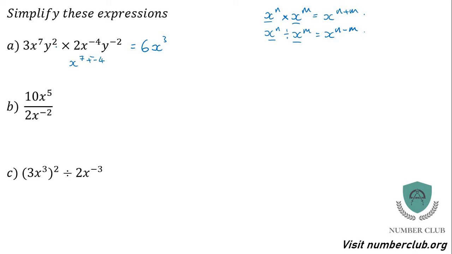And we'll get y to the power of 2 times y to the power of -2, which is y to the power of 2 plus -2. Now 2 take away 2 is 0. So we're going to get 6x cubed y to the 0. Now we know that that has a value of 1. Anything to the power of 0 is equal to 1, so you don't need to write that down. In fact, it's best if you don't. So just leave it as 6x cubed.